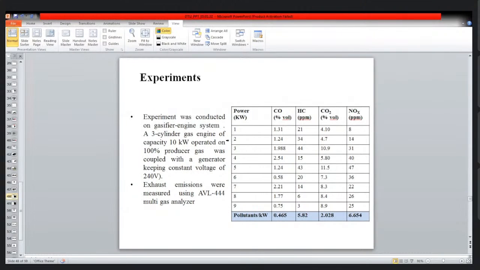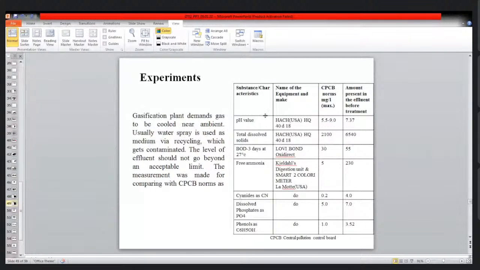The experiment was carried out again on the cooling cleaning system. What is the pH value, what is the total dissolved amount in the water which is circulating, the BOD for 3 days at 27 degrees centigrade, cyanides, dissolved phosphate. This is the CPCB standard, and this was observed or measured from this experiment, and it is very close.